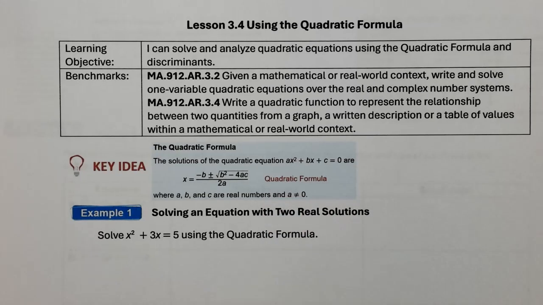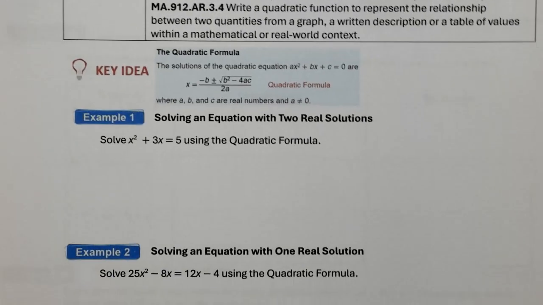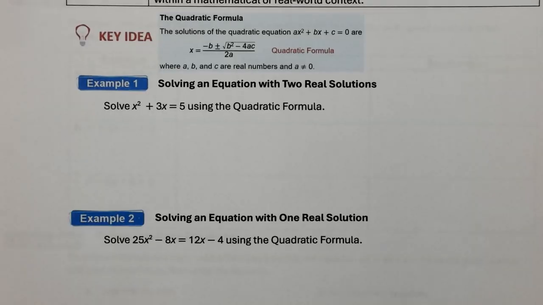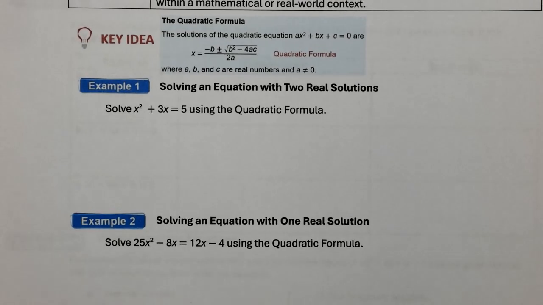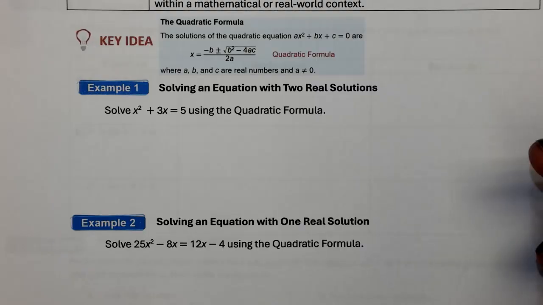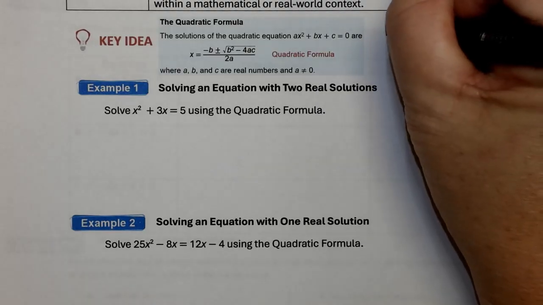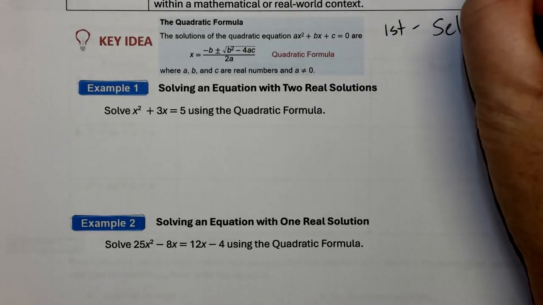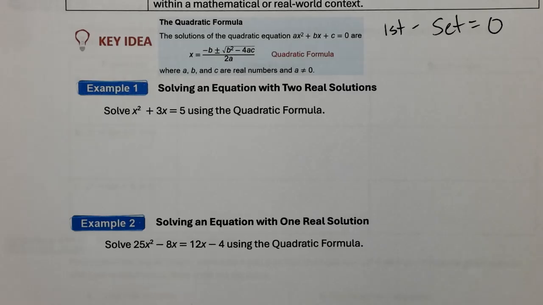So let's get started. Solving an equation with two real solutions. So remember, when we solve quadratic equations, we are finding where the graph crosses the x-axis. We're finding the x-intercepts. So first step, set equal to 0. All right, that's what I just said, set equal to 0.